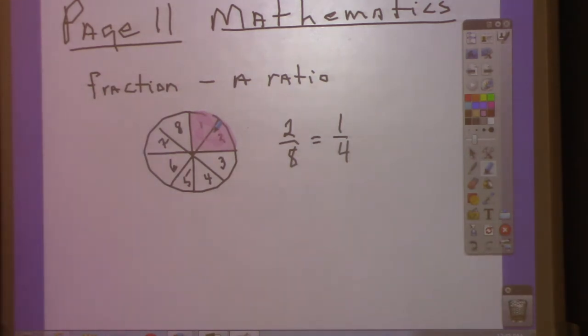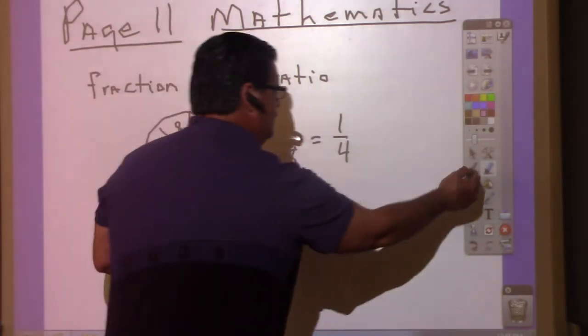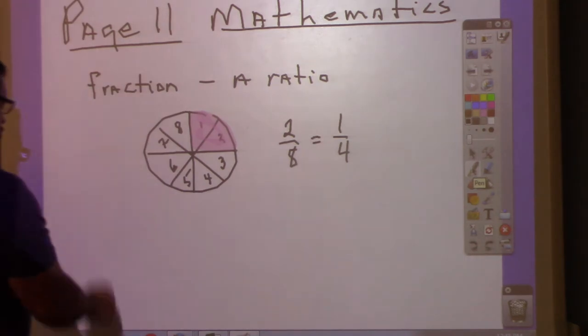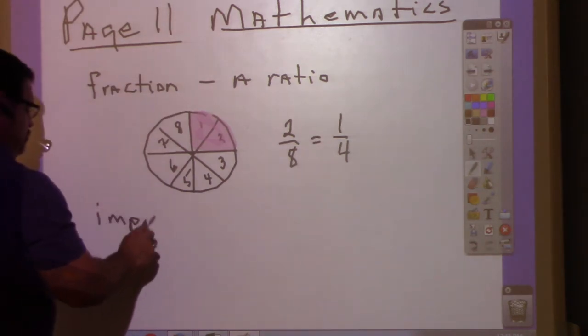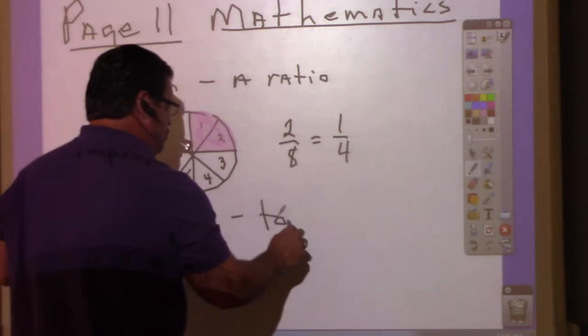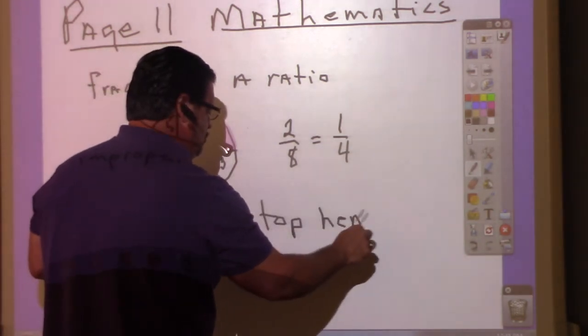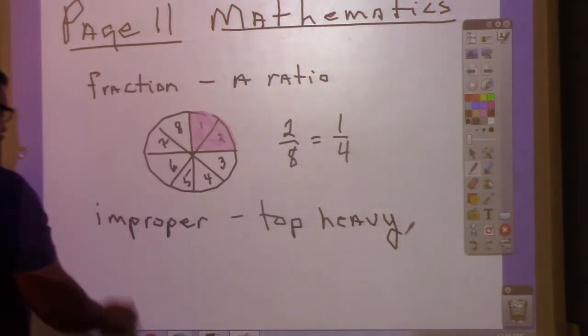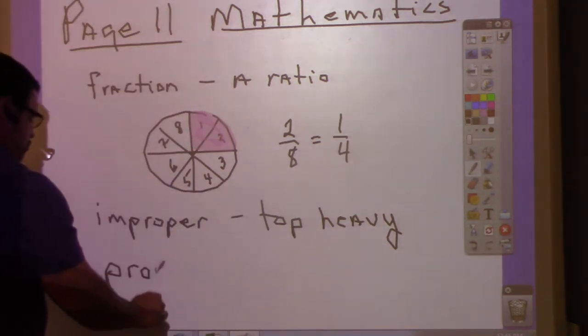So I'm not going to go into fractions too much, except for what kind of fractions are there. There's improper and proper. Improper is top heavy. And proper is bottom heavy.